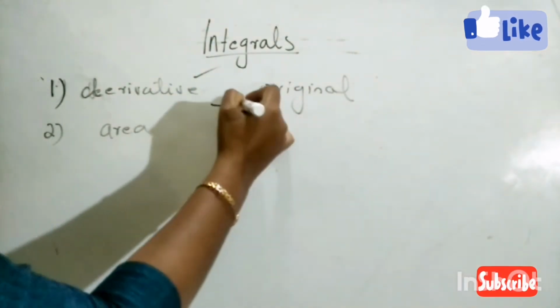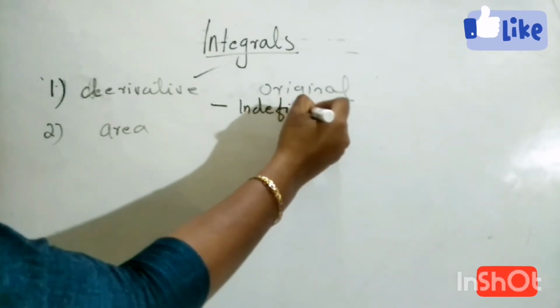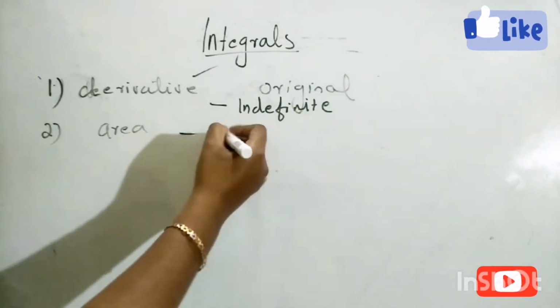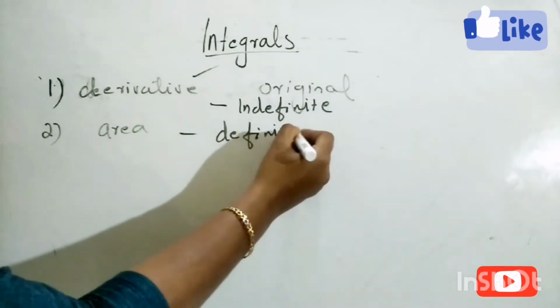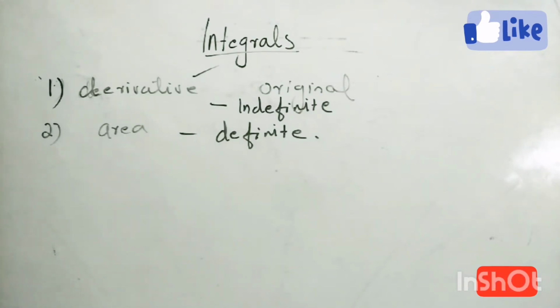The first one is indefinite integrals and the second one is definite integrals. That means if the derivative is given and we want to find the original function, the integration is indefinite integral. And if we want to find the area bounded by the curve, then the integral is definite integral. Actually, these two integrals together constitute the integral calculus.